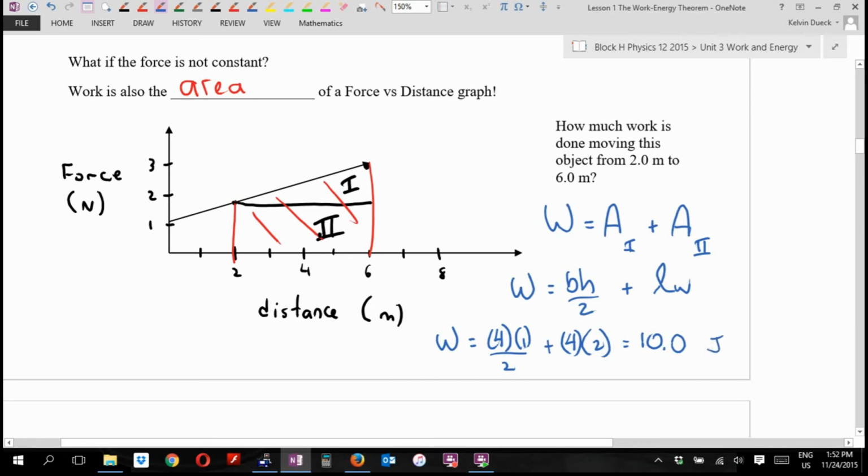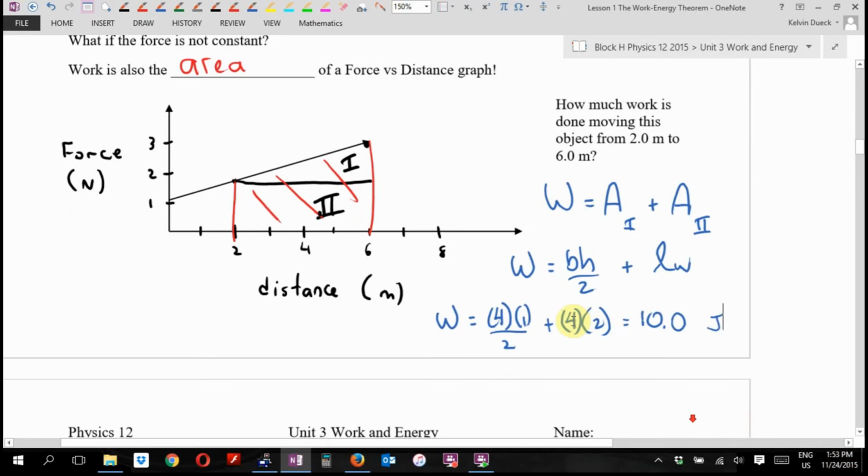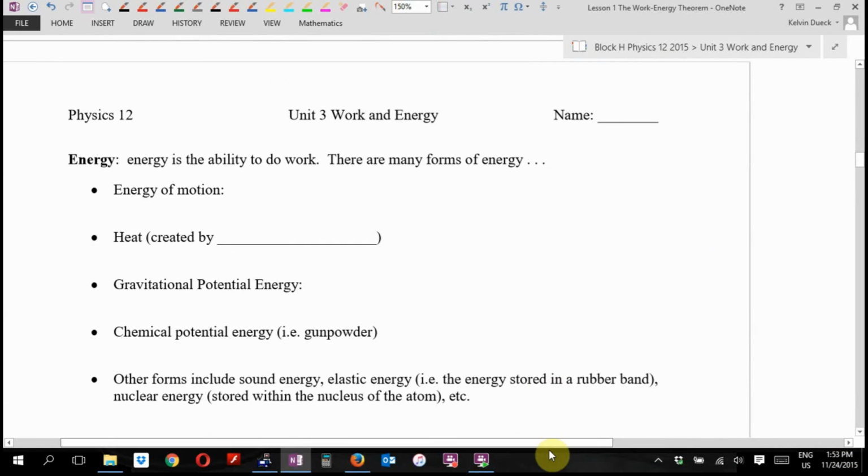This we're going to be using more and more often, Alex, the notion that the area of a force versus distance graph, especially if the force is changing, that's also how much work was done. That lets us get away from force times distance. Well, that lets us deal with changing forces. Energy.